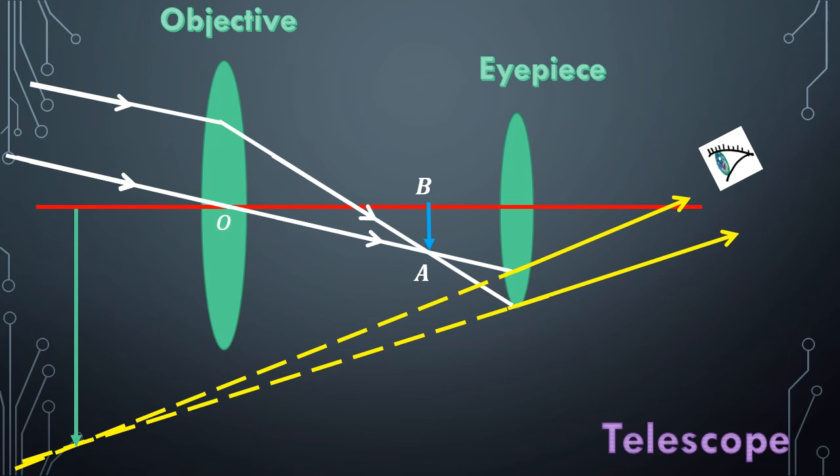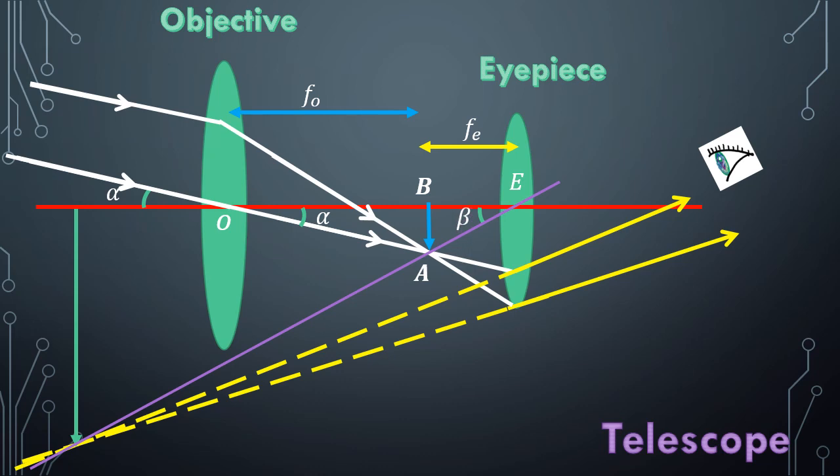Let the optical center of the objective be O, while the optical center of the eyepiece be E. Suppose the focal length of the objective is FO and the focal length of the eyepiece is FE. The angle made by the incident ray with the objective be alpha. So for triangle ABO, the angle at O will also be alpha. Similarly, suppose that the image makes an angle beta with the eyepiece.